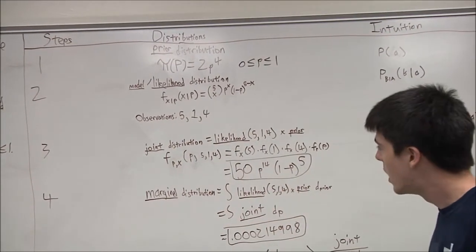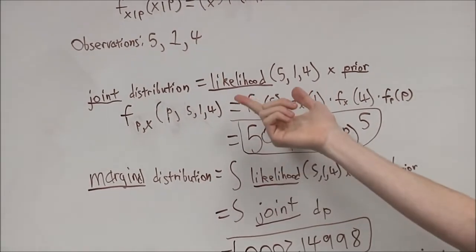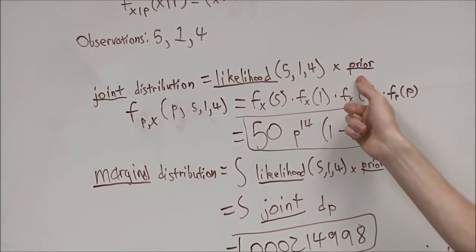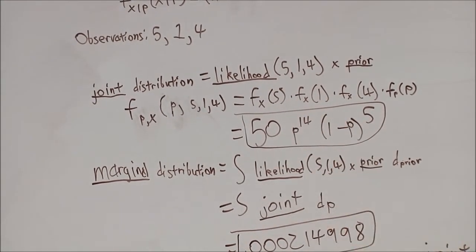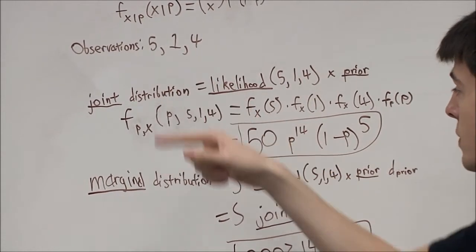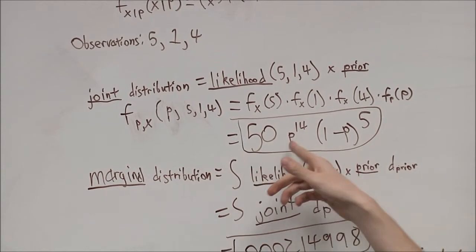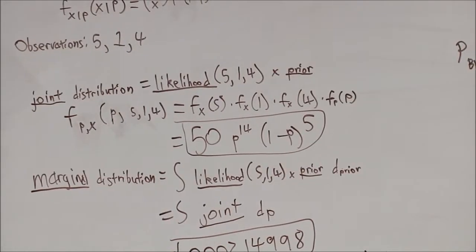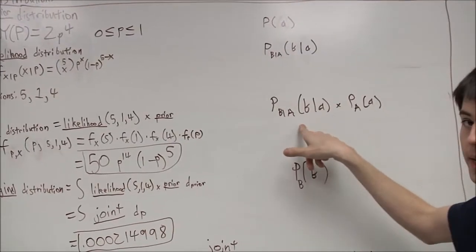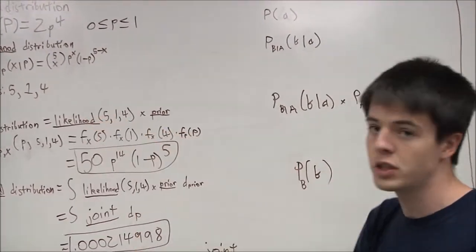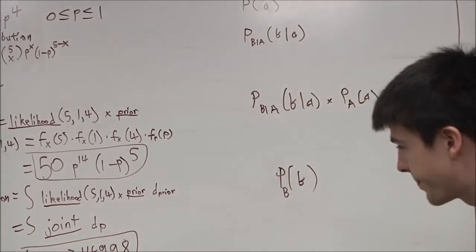But proceeding, we go ahead and start calculating our joint distribution, which is just the product of the prior distribution and the product of the final value of each likelihood function when you plug in each of these observations. The final formula that you get out of that is 50 p to the 14 minus p to the 5th. You can think of that intuitively as just taking our likelihood function, but plugging in each value of our observation and multiplying those together, and multiplying those by our prior distribution.